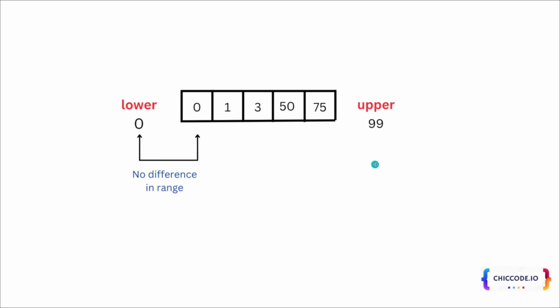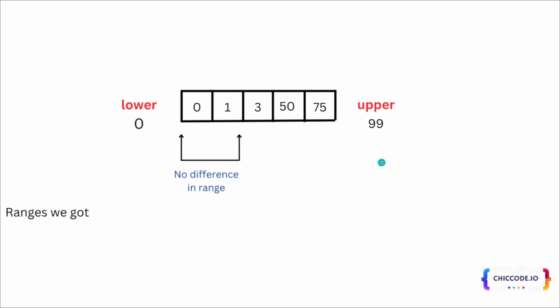So what we will do in our linear search, we will move to the next element, and here we see 0, 1, no difference in the range. So we move next in the range, and here 1, 3, we see there is a difference of more than 1. So the range we got here is 2, 2, right?